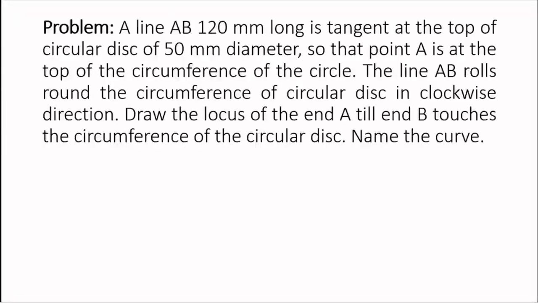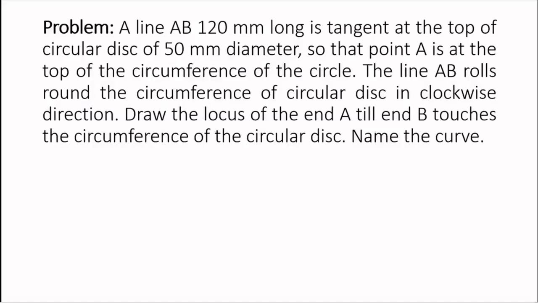Following is the problem statement. A line AB 120 mm long is tangent at the top of a circular disc of 50 mm diameter, so that the point A is at the top of the circumference of the circle. The line AB rolls around the circumference of the circular disc in clockwise direction. Draw the locus of end A till end B touches the circumference of the circular disc, and we have to name the curve.